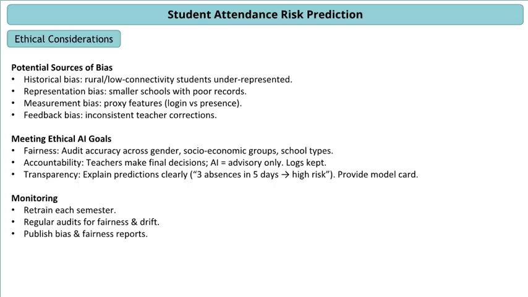To ensure fairness, we audit model accuracy across gender, socioeconomic groups, and school types. For accountability, teachers always make the final decision, while the AI serves only as an advisory system. We also keep logs for review. Transparency is maintained by giving clear explanations such as 3 absences in 5 days leading to high risk, and we publish a model card documenting purpose, data, and limitations.